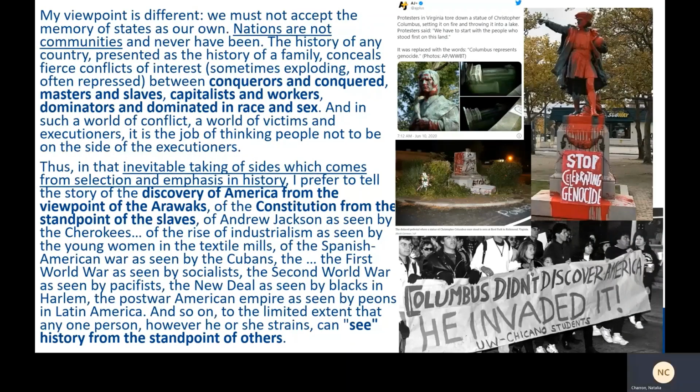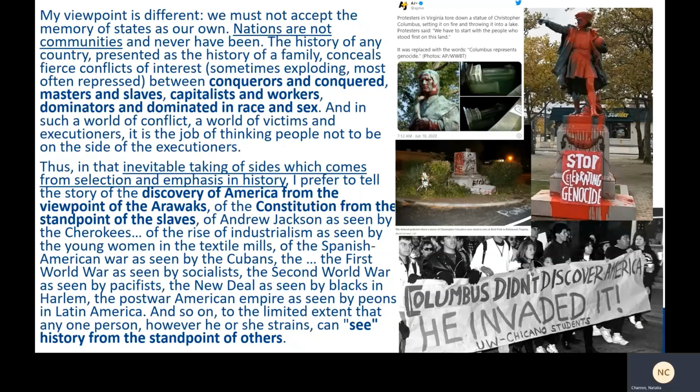My viewpoint is different. We must not accept the memory of states as our own. Nations are not communities and never have been. The history of any country, presented as the history of a family, conceals fierce conflicts of interest, sometimes exploding, most often repressed, between conquerors and conquered, masters and slaves, capitalists and workers, dominators and dominated in race and sex. And in such a world of conflict, a world of victims and executioners, it is the job of thinking people not to be on the side of the executioners.